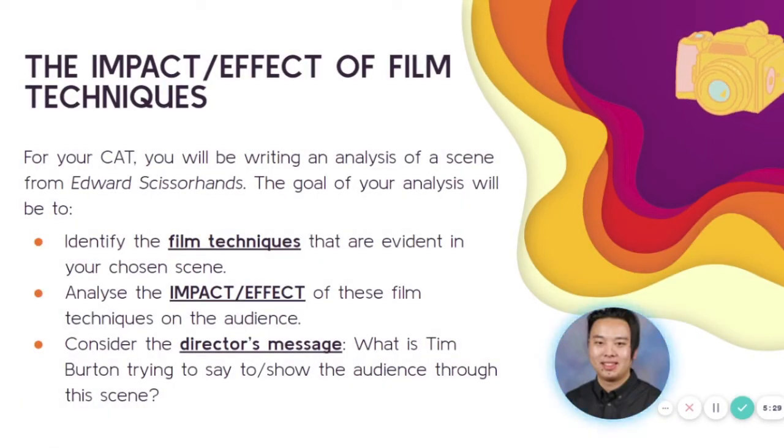Okay. Here's the big one, Year 7s, and this is the aspect of the CAT that I really wanted to emphasize in this video. For your CAT, you're going to be writing a scene analysis essay, and absolutely, the first dot point there, you will need to identify film techniques that are evident in your chosen scene. So yes, you still need to have a very good knowledge of all the different film techniques that we just talked about. However, the most important thing is that you actually analyze the impact and the effect of these film techniques on the audience. So you want to consider, why has Tim Burton used these film techniques and how do they affect us, the viewer, the audience watching the film?